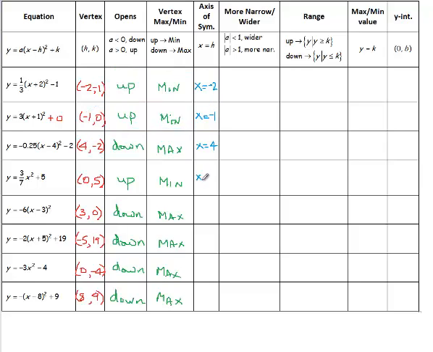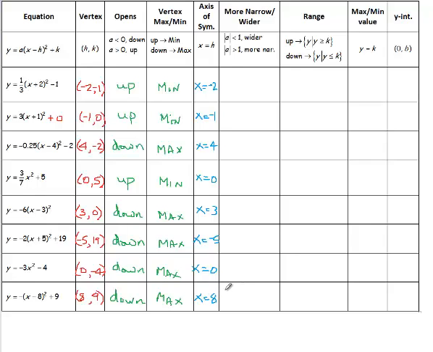Alright, so the next one, of course, is x equals 0. X equals 3. X equals negative 5. X equals 0 again, and x equals 8. So there's your axis of symmetry.